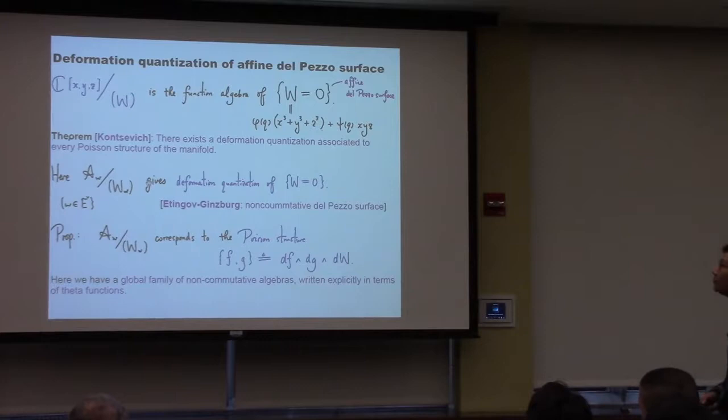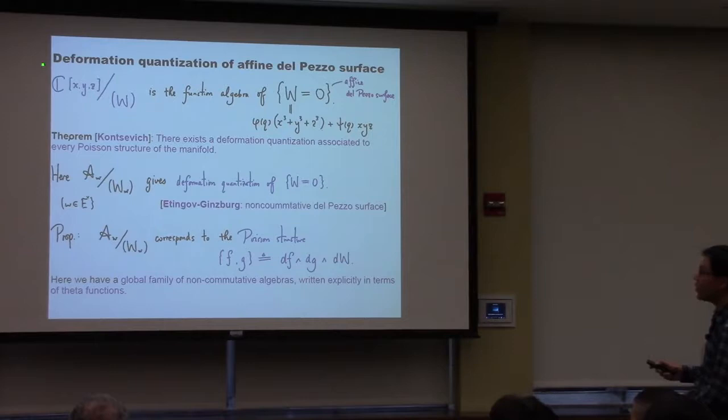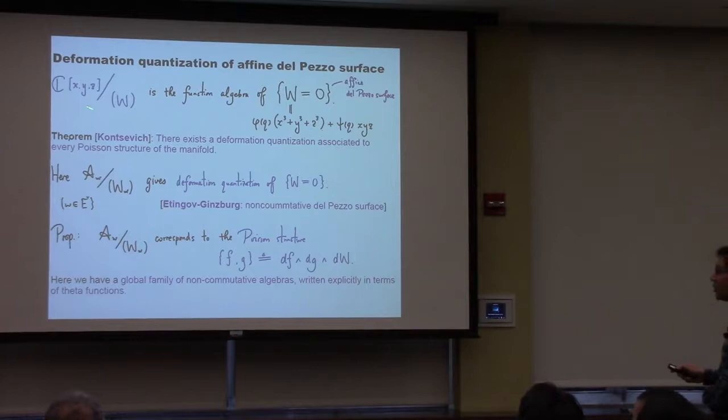Now you consider the original commutative mirror, which can be considered to be C[X,Y,Z], the polynomial algebra, quotiented by W, which is the affine cubic surface. And then deformation quantization was contributed largely by Kontsevich. He proved that there always exists a deformation quantization associated to every Poisson structure of the manifold. So in particular, you consider the Poisson structure here, and that will give rise to the deformation quantization.